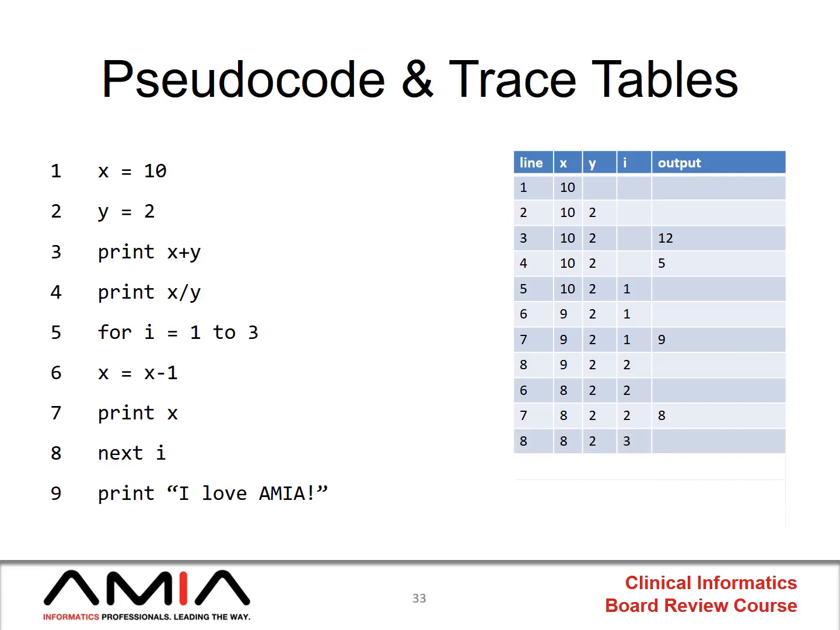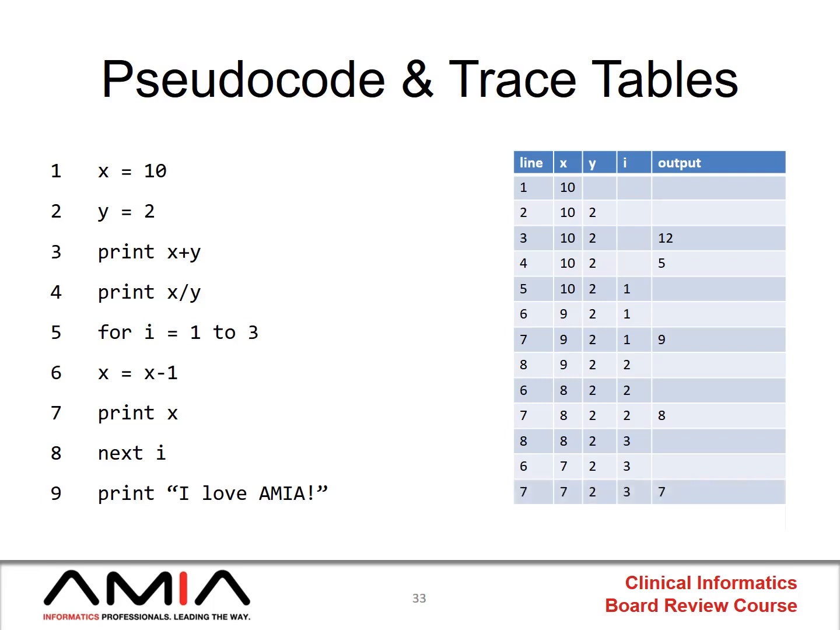I go to 8 again. This time I iterate to the next value of I. So now I is equal to 3. And I'll jump back to 6. Subtract 1 from x again. So now x is equal to 7. Y is still equal to 2. I is still equal to 3.